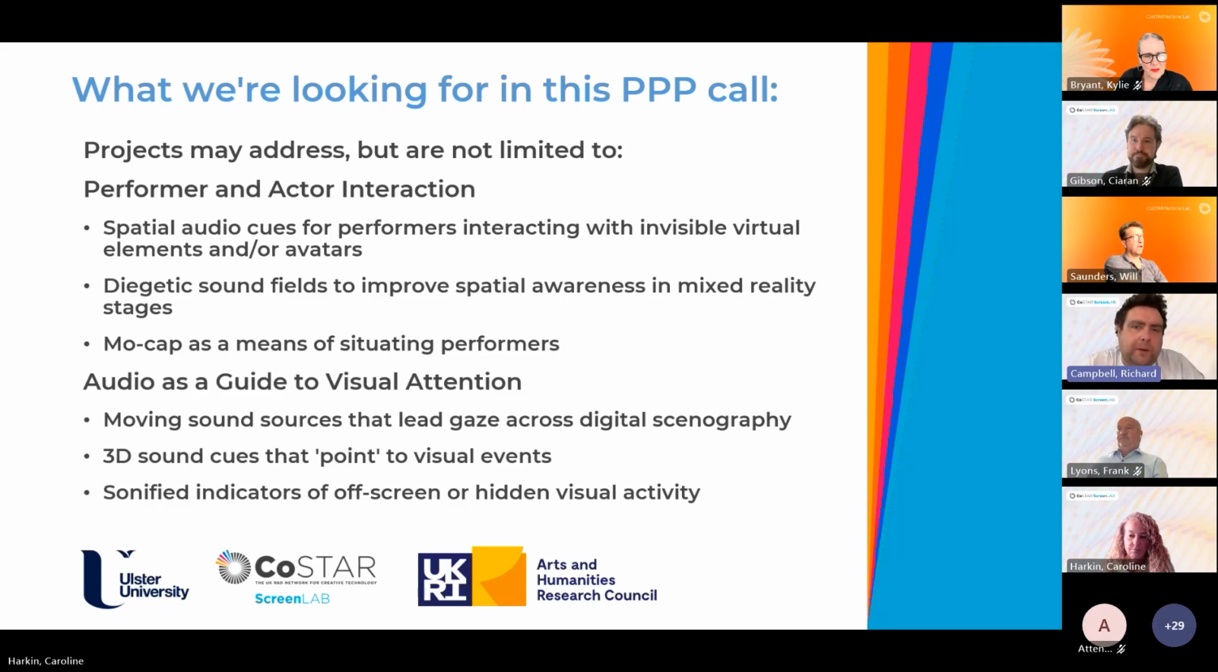So what we're looking for in this PPP call, what Frank was saying about, we want this as broad as possible. So we want you to come up with the ideas, but as it says here, it's not limited to these. So performer and actor interaction. Spatial audio cues for performers interacting with invisible virtual elements and/or avatars. Diegetic sound fields to improve spatial awareness in mixed reality stages, and mocap as a means of situating performers. And of course, that's not just limited to those. You may have other ideas, but those are just sort of starting points. Over to you, Frank.